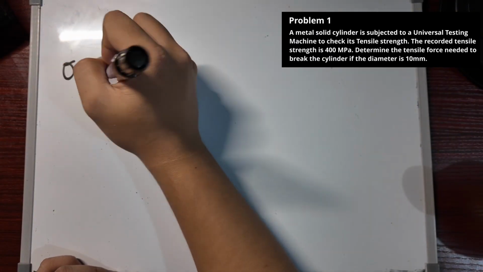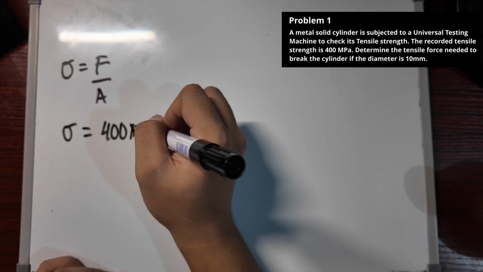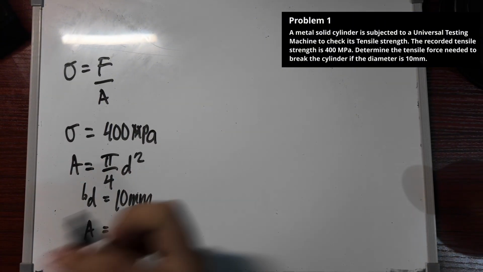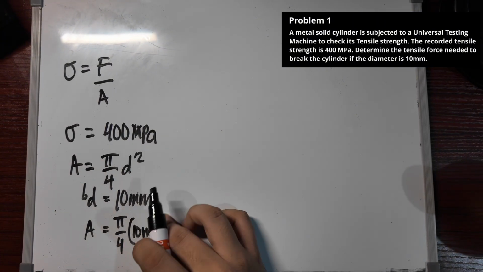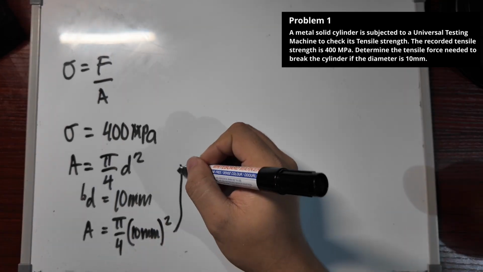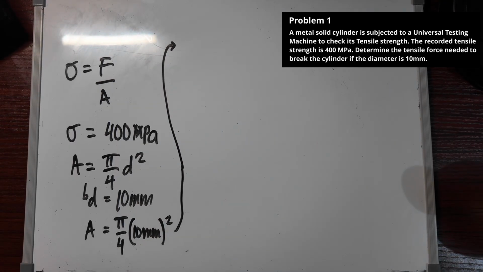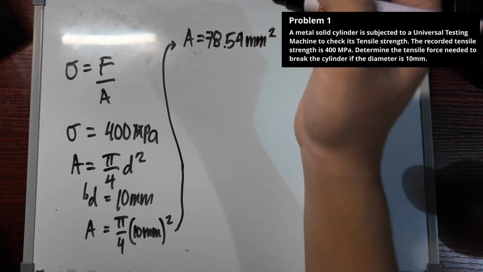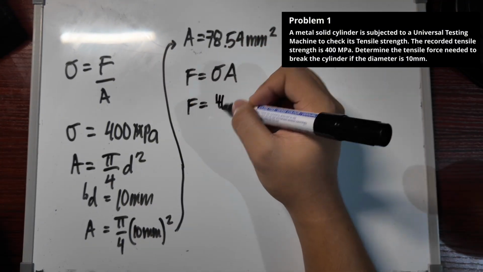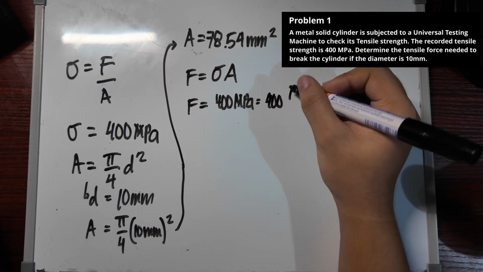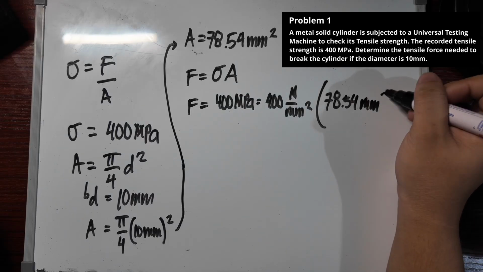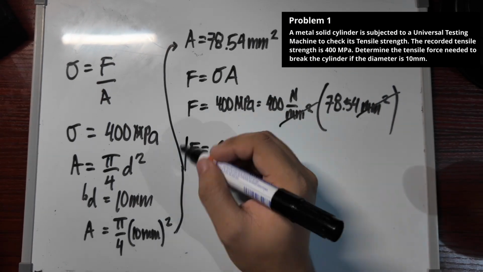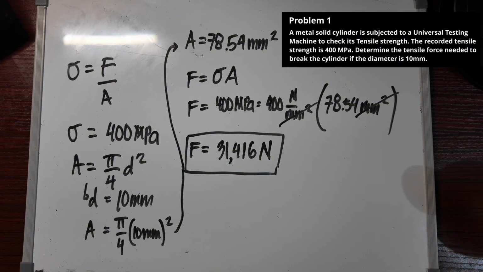In this problem, we are given the stress, which is 400 MPa, and the area via the diameter. We have to calculate for the area using the diameter, using the area of the circle equation. After this, we can calculate for the force. Here, we take note that MPa is newtons over mm squared to make things easier. From this, we have a force of 31,416 newtons.